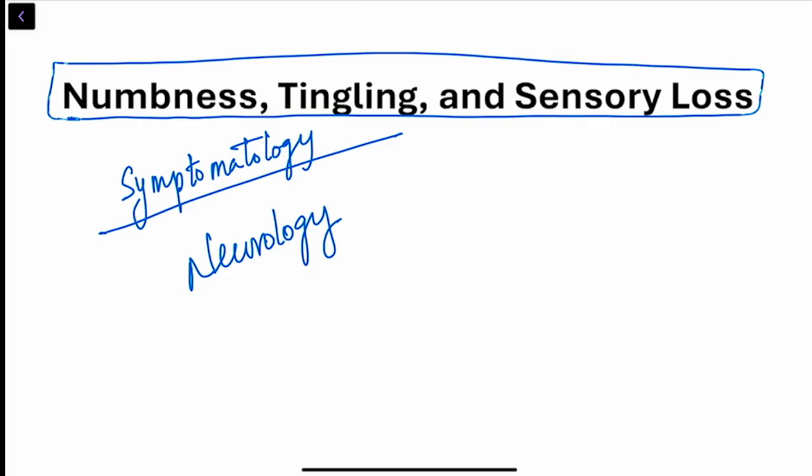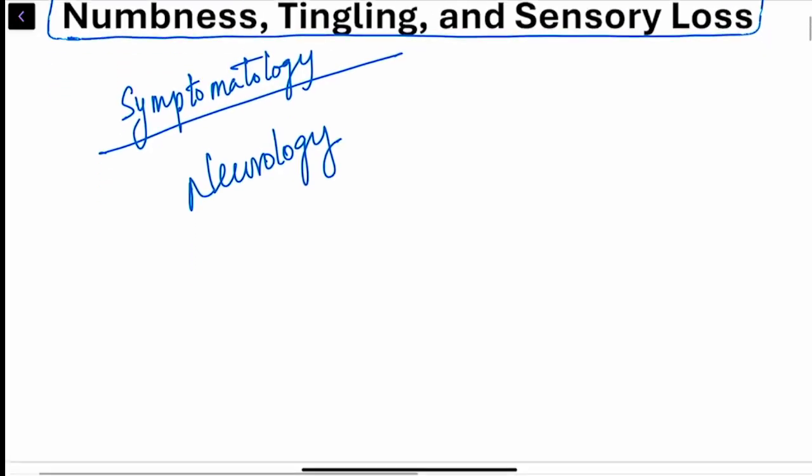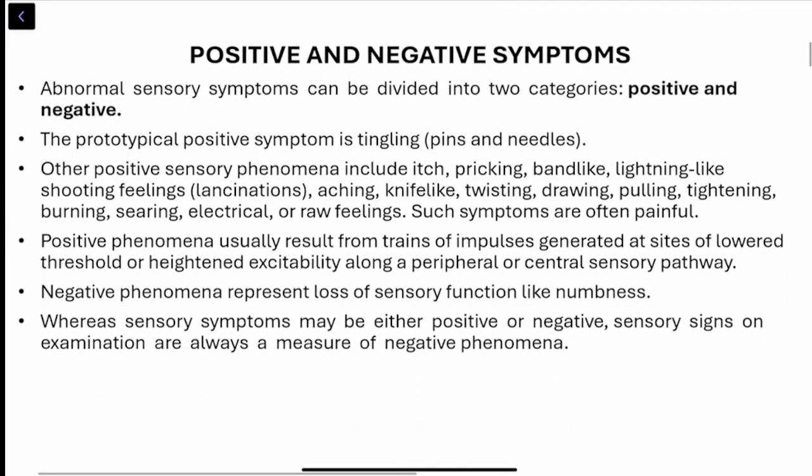So this chapter is basically numbness, tingling and sensory loss. The chapter number is 25, chapter number 25 in Harrison's 21st edition, right? Okay, now coming on to the main topic, I mean, coming on to the gist of the topic.